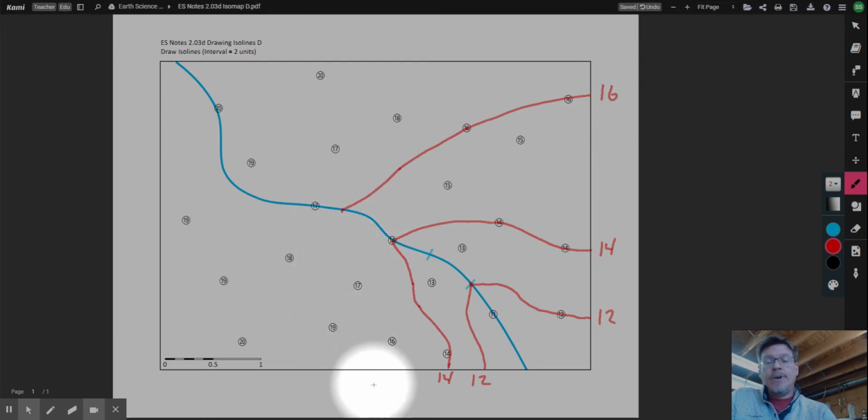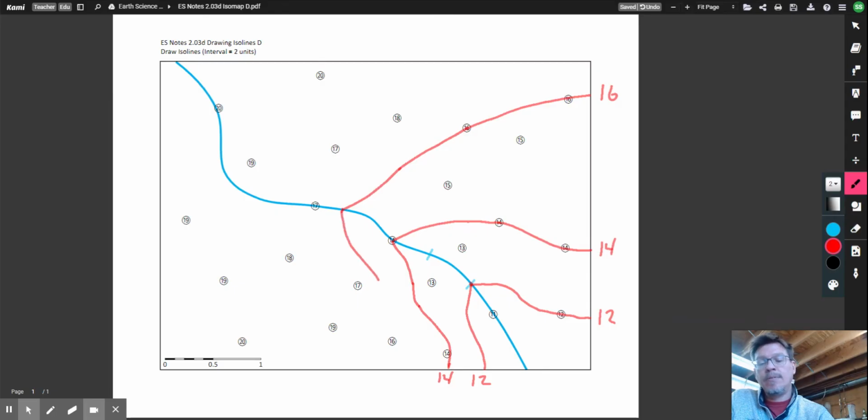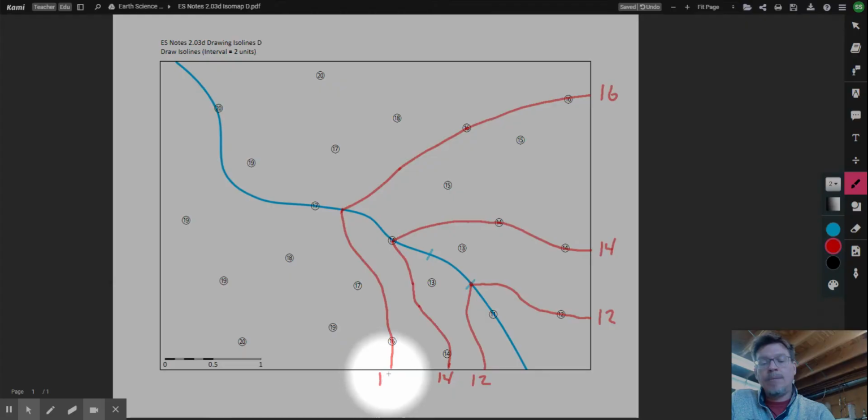Okay, trying to go straight down now. There's a 16 down here, so I definitely got to get to that. I cannot go between 17 and 18, but I can go between 17 and 14. So I'm going to take my line, and I'm going to bring it around the 17 to the 16 and go off my margin at the bottom.